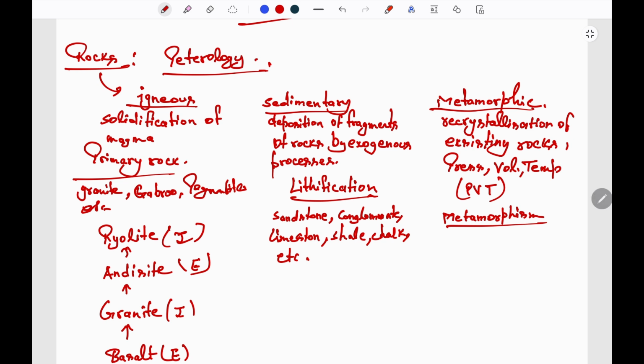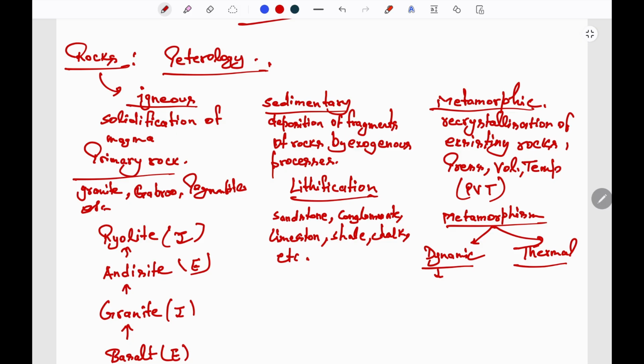Now it can be divided into two parts, that is dynamic and thermal. So dynamic metamorphism is basically characterized by mechanical disruption and reorganization. In this, no visible chemical changes happen. So this is an example of dynamic metamorphism. And in thermal metamorphism, the chemical composition changes.